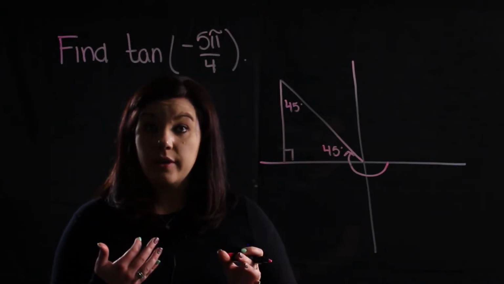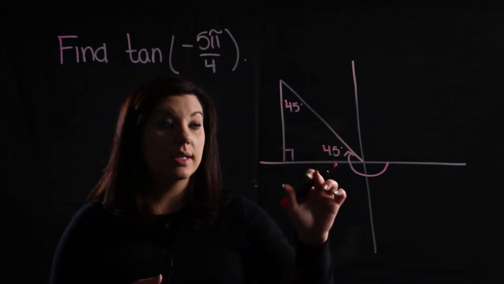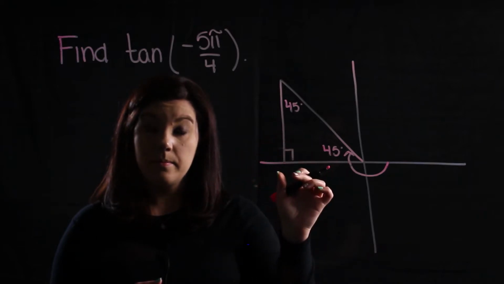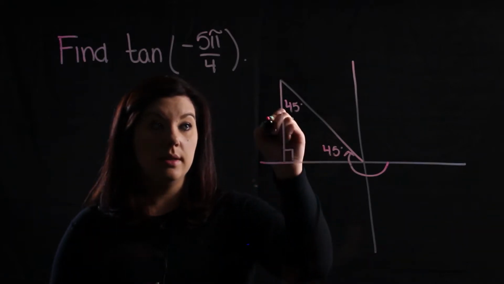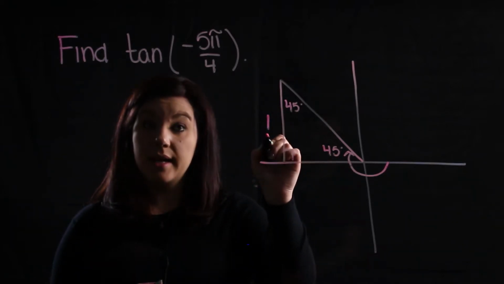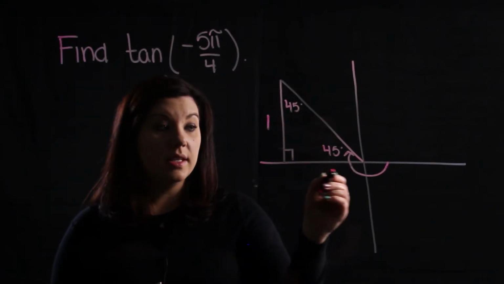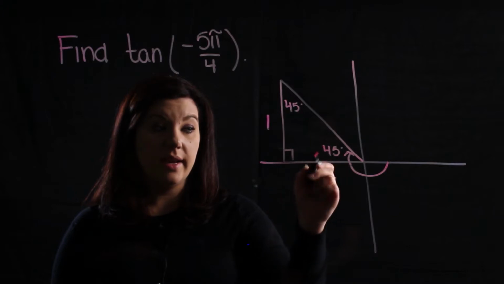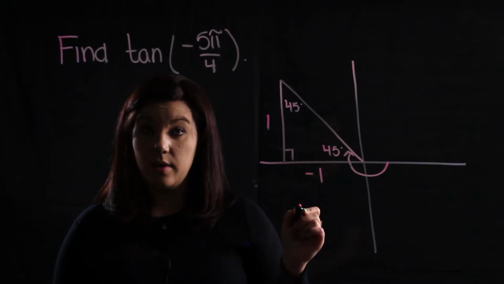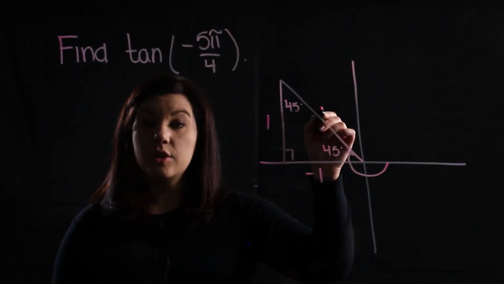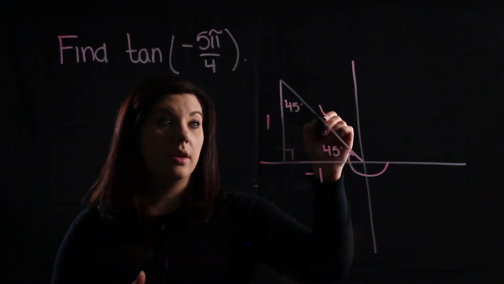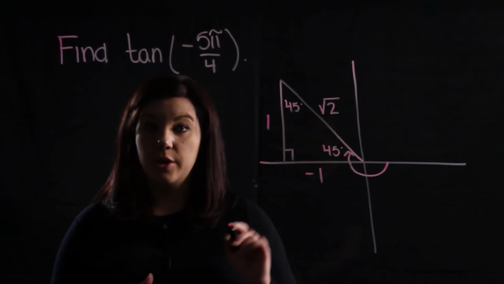In our special 45, 45, 90, we know the side lengths are the same, so we'll label those with 1s. I can label this with a positive 1 because it's above the x-axis. This one, since I'm moving on the negative x, will be labeled with a negative 1. And the hypotenuse of our triangle, always positive, is square root of 2.